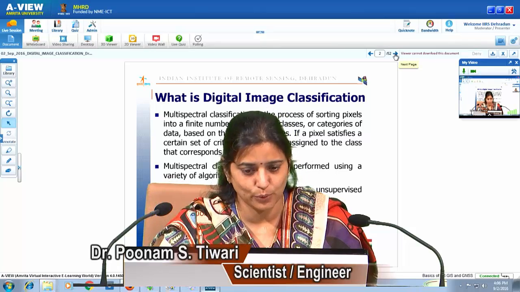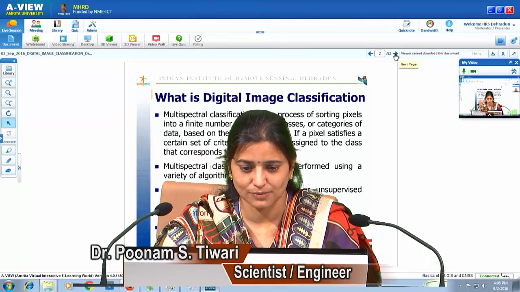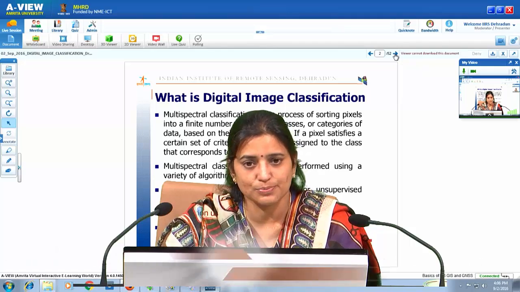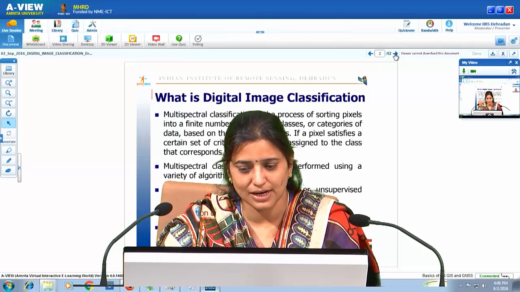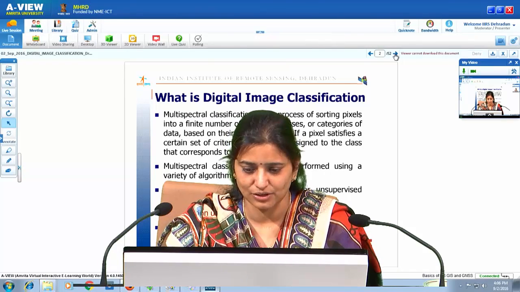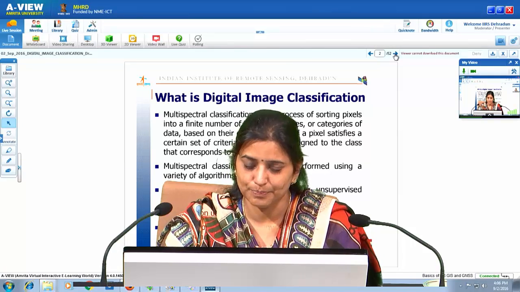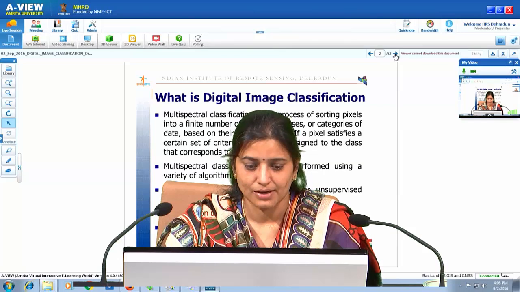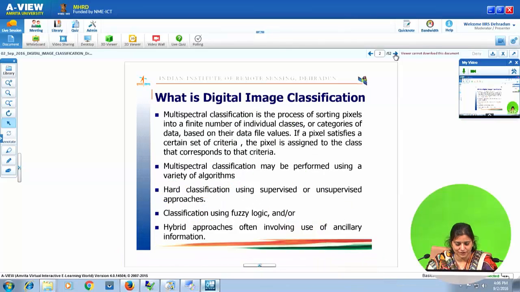So, to start with, first of all, we should understand what is digital image classification. Multispectral classification or digital classification is the process of sorting out pixels into a finite number of individual classes or categories of data based on their data file values. If a pixel satisfies a certain set of criteria, the pixel is assigned to the class that corresponds to that criteria. Multispectral classification may be performed using a variety of algorithms.